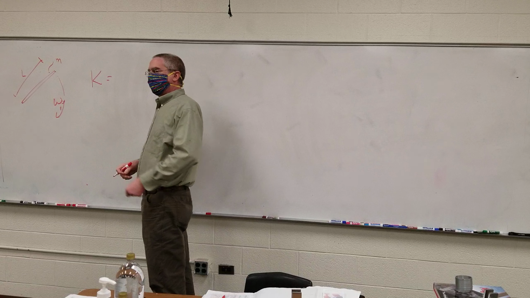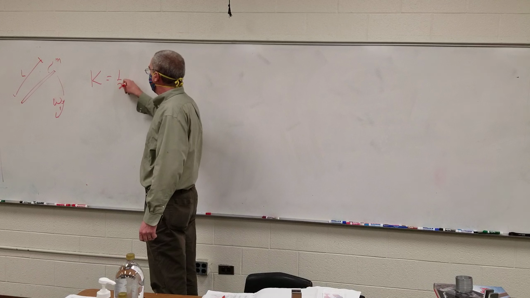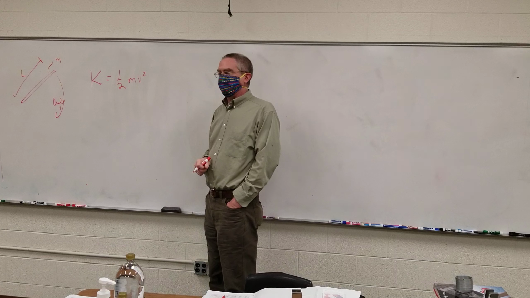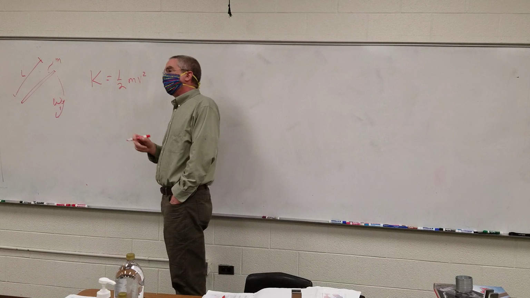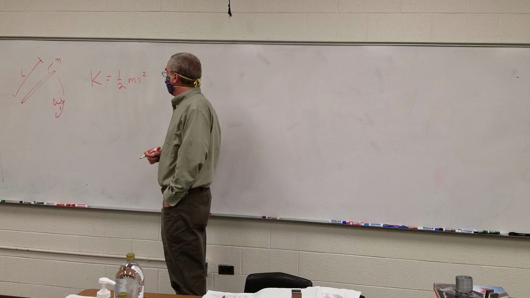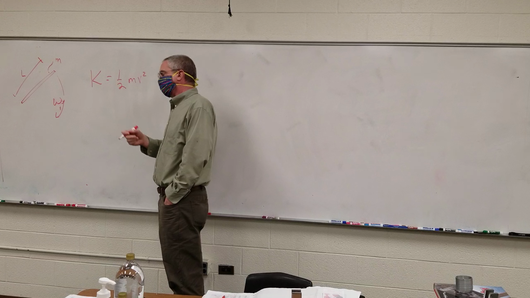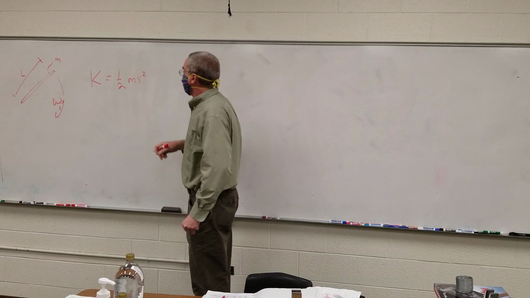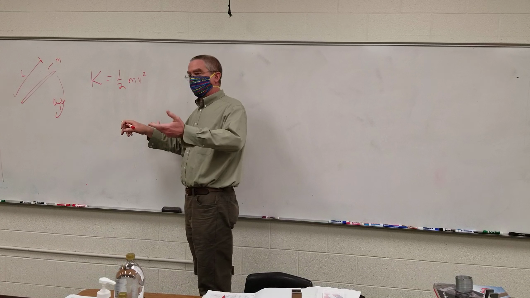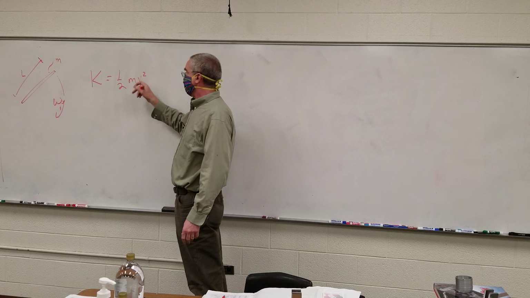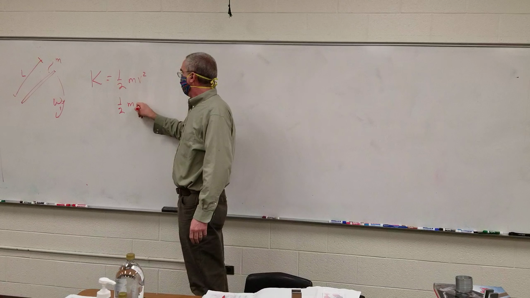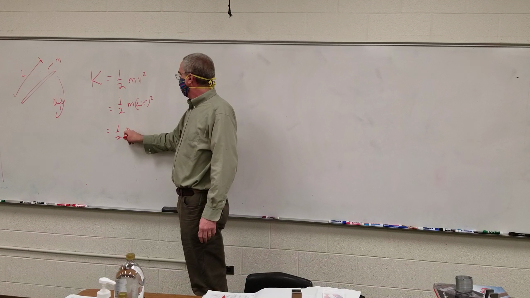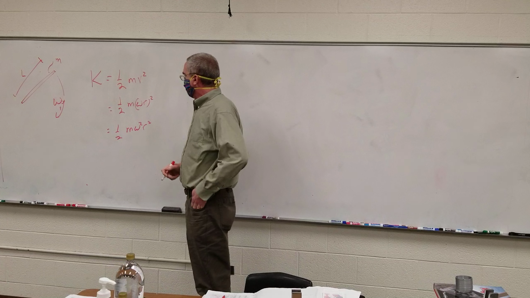1/2 mv squared. Would it be omega R? V is omega R, I'll buy that. Pardon? 1/2 I omega squared? Yeah, but what I'm going to do is actually derive that. So yes, you are absolutely right. Let's see how we get there. If you want to do the omega R substitution, because V is equal to omega R, we got 1/2 M omega R squared. So 1/2 M omega squared R squared.